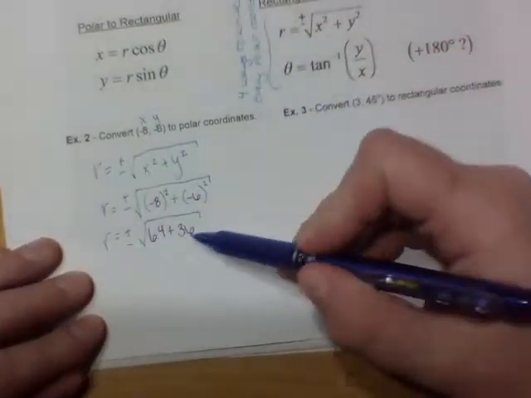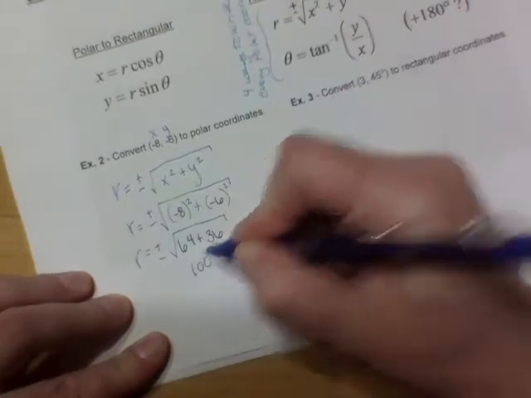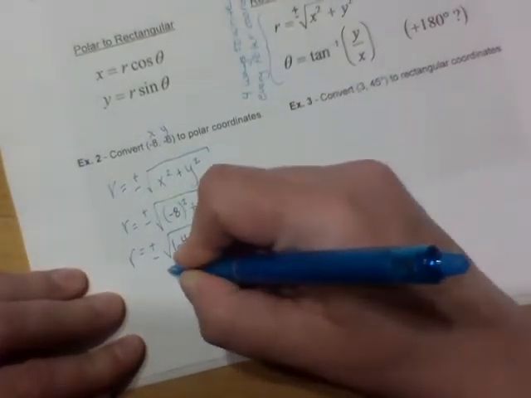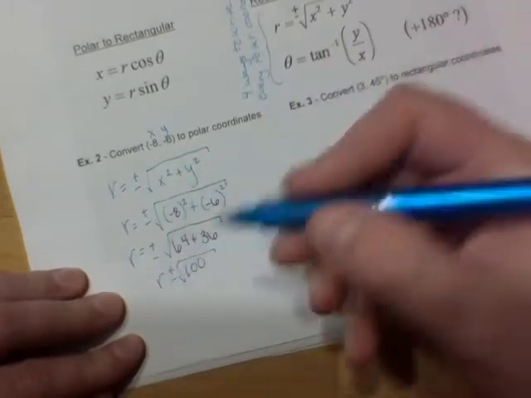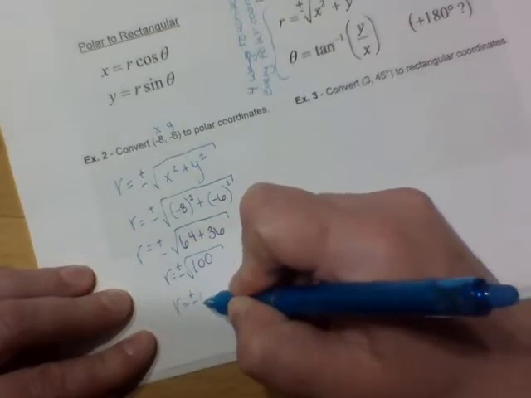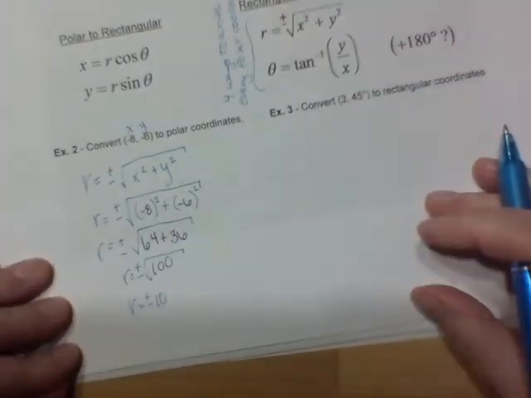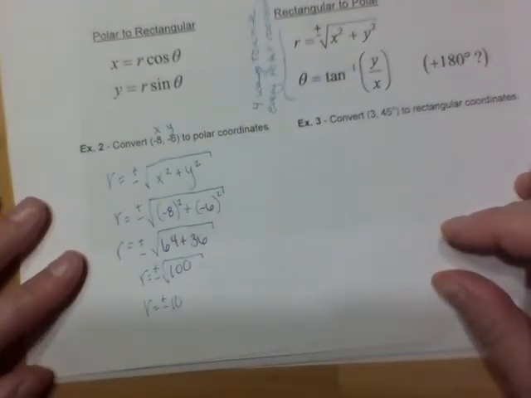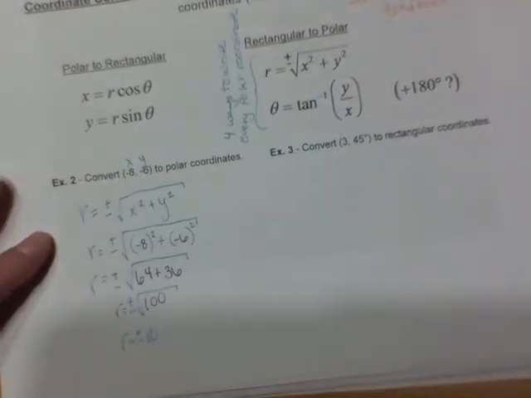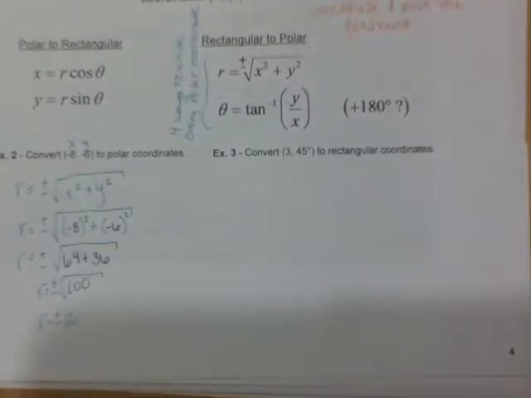All right. So then we take 64 and 36 and add it up, and we realize we have 100. So we're looking for either a positive or negative square root of 100, which is 10. Alrighty. Then I'm writing too big, so now we need to do the theta. So I'll do that on another piece of paper.